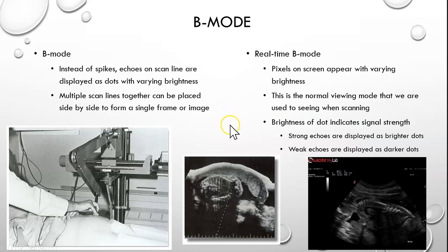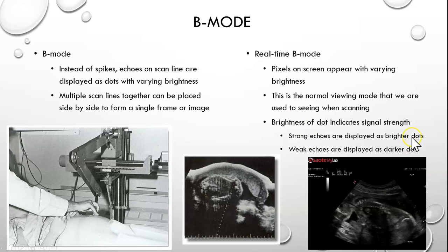B mode is, instead of looking at spikes, we display them as dots of varying brightnesses, and multiple scan lines can then be placed together, forming a single image. There's something we call real-time B mode, and this is what we're all familiar with scanning. And this is where the crystals or the pixels appear on the screen with varying brightness with motion. So the motion is just simply that which occurs while we're holding our probe still.